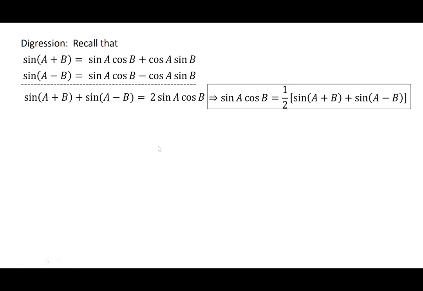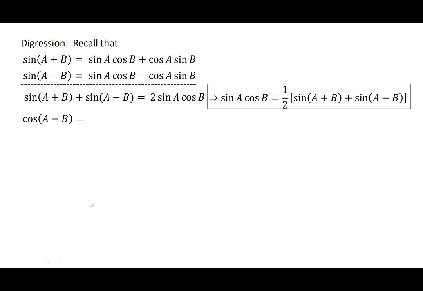And what's up with cosine of a plus b? Oh, what happens if you add these two things? The cosine a sine b's will add up to 0. The positive and negative will add up to 0. And we end up with sine of a plus b plus sine of a minus b on the left hand side, and on the right hand side 2 sine a cosine b. And so sine a cosine b is 1/2 of sine of a plus b plus sine of a minus b. And that's a very important result.